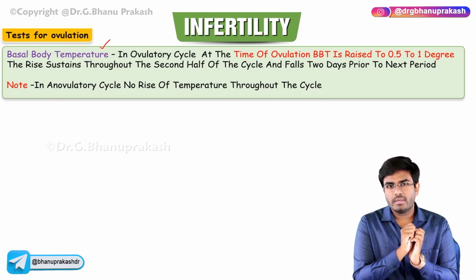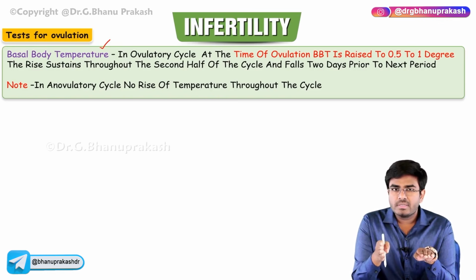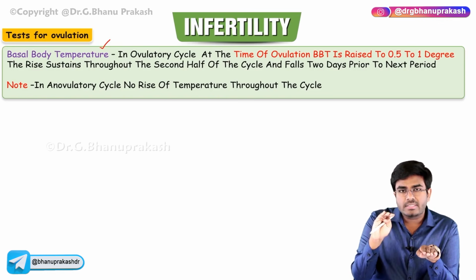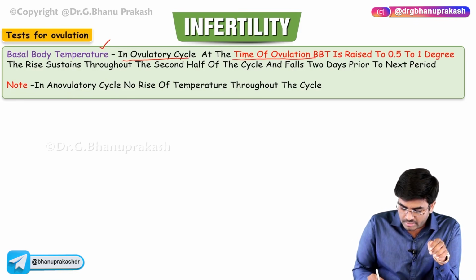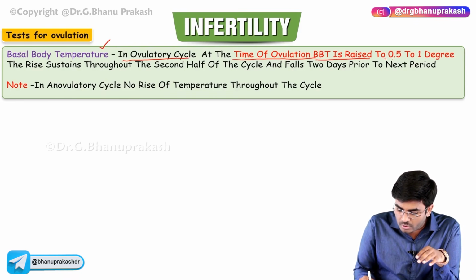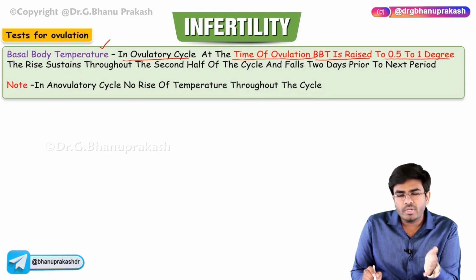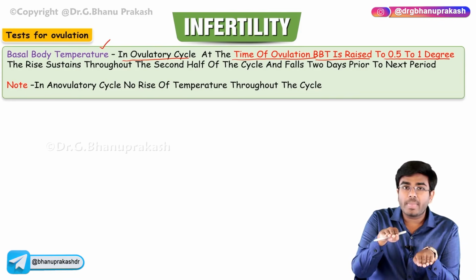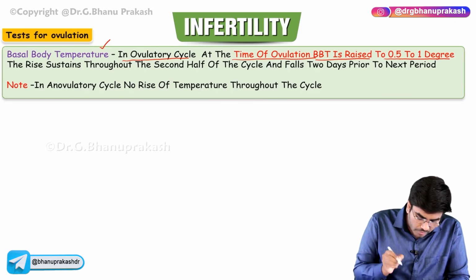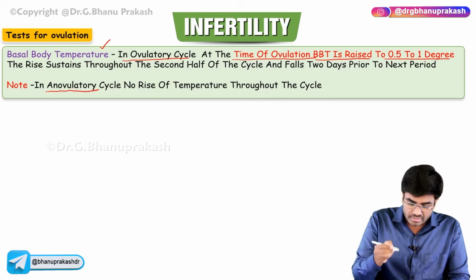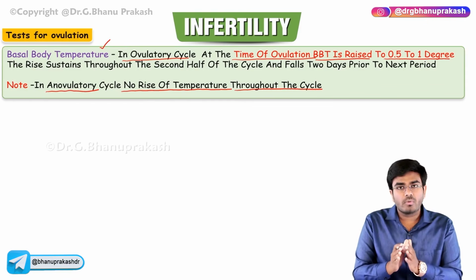So what I am trying to put into your mind, if there is ovulation, now she will be entering into the second phase, then only her body temperature rises. So in ovulatory cycles, at the time of ovulation, the basal body temperature is raised to 0.5 to 1 degree centigrade. But whenever she is not ovulating, there is no biphasic pattern. The temperature is going to be constant. Okay, so this is the one important point I want to put into your mind. In anovulatory cycles, there is no rise in the temperature, and temperature is going to be constant throughout the cycle.